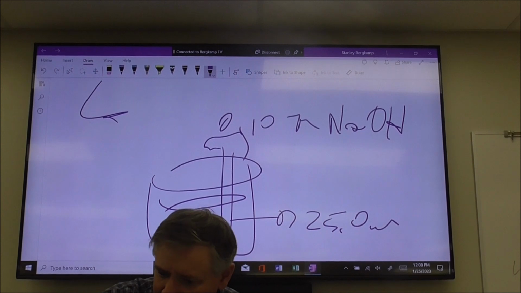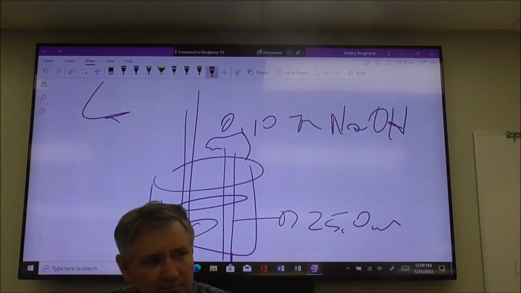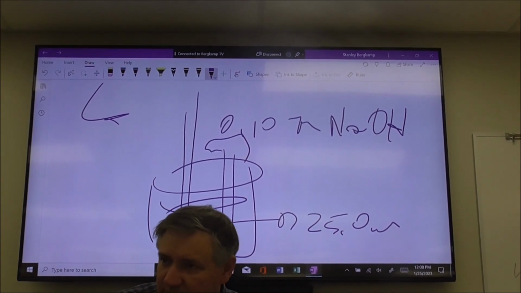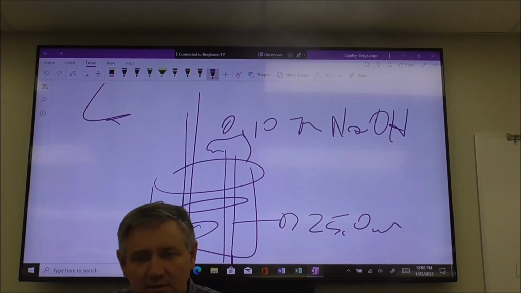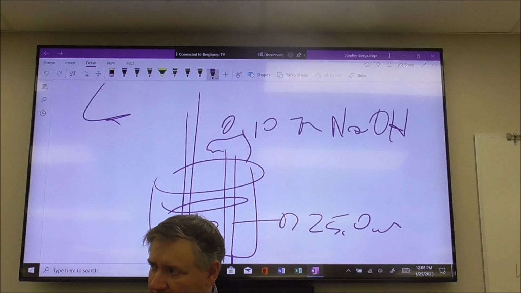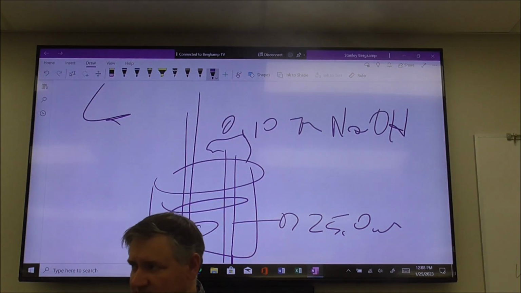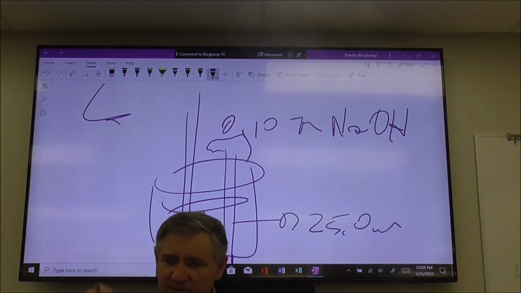Then you're going to begin to add your sodium hydroxide to it. I'd go in 2 milliliter increments, like 2, 4, 6, 8, 10, 12, maybe up to 14. And then start going in 1 milliliter increments. Okay, you all know the drill at this point, not a big deal. You're going to generate that curve.